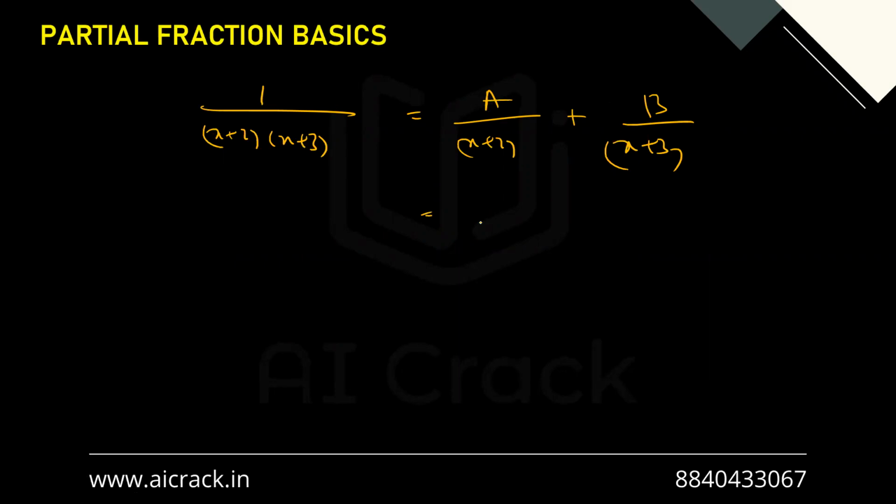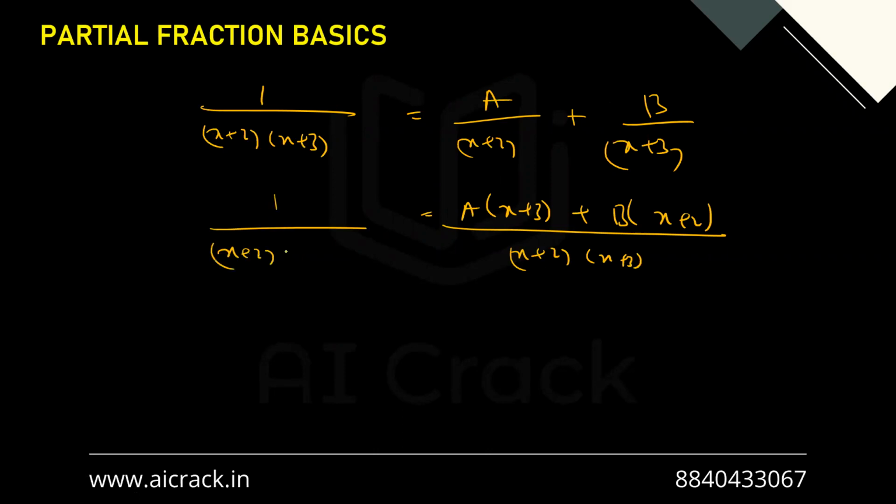So I'll just cross multiply things over here. That would give me a times (x plus 3) plus b times (x plus 2), divided by (x plus 2) and (x plus 3). This is nothing but 1 upon (x plus 2)(x plus 3). So this gets cancelled out. Now we know that the numerator is nothing but 1. This particular identity holds for every value of x, because we are representing this function as this function. So for certain values of a and b, this identity should hold for every value of x, right?